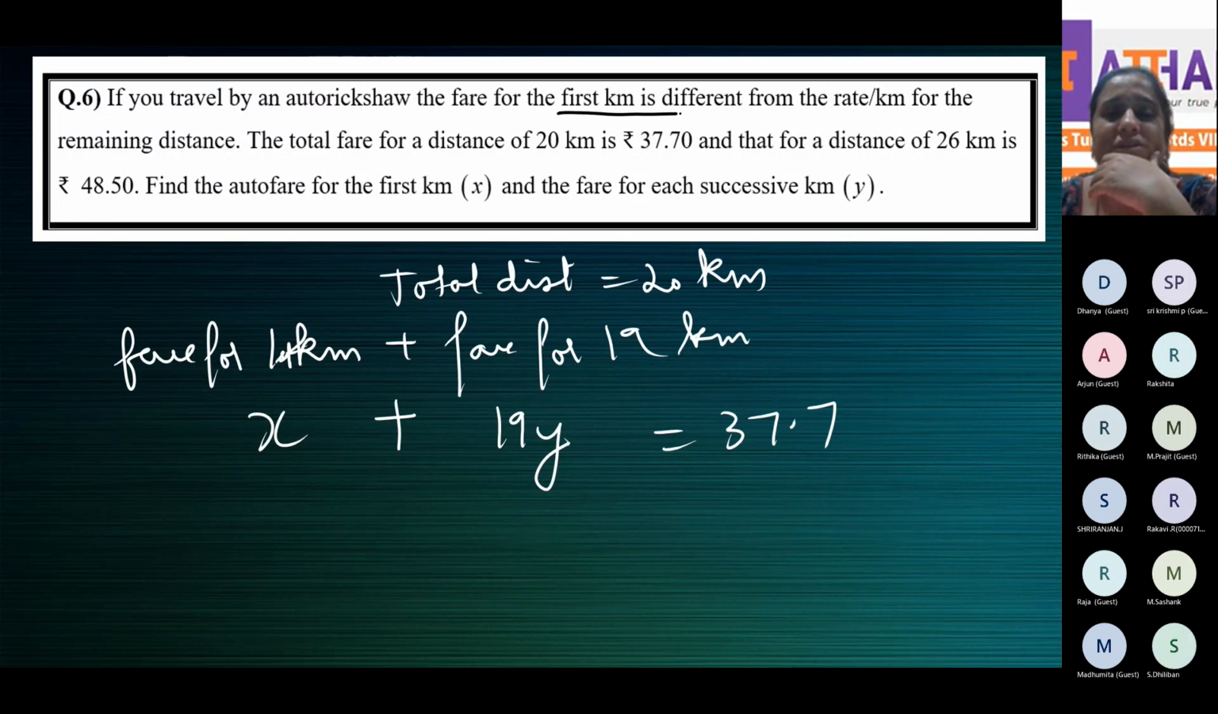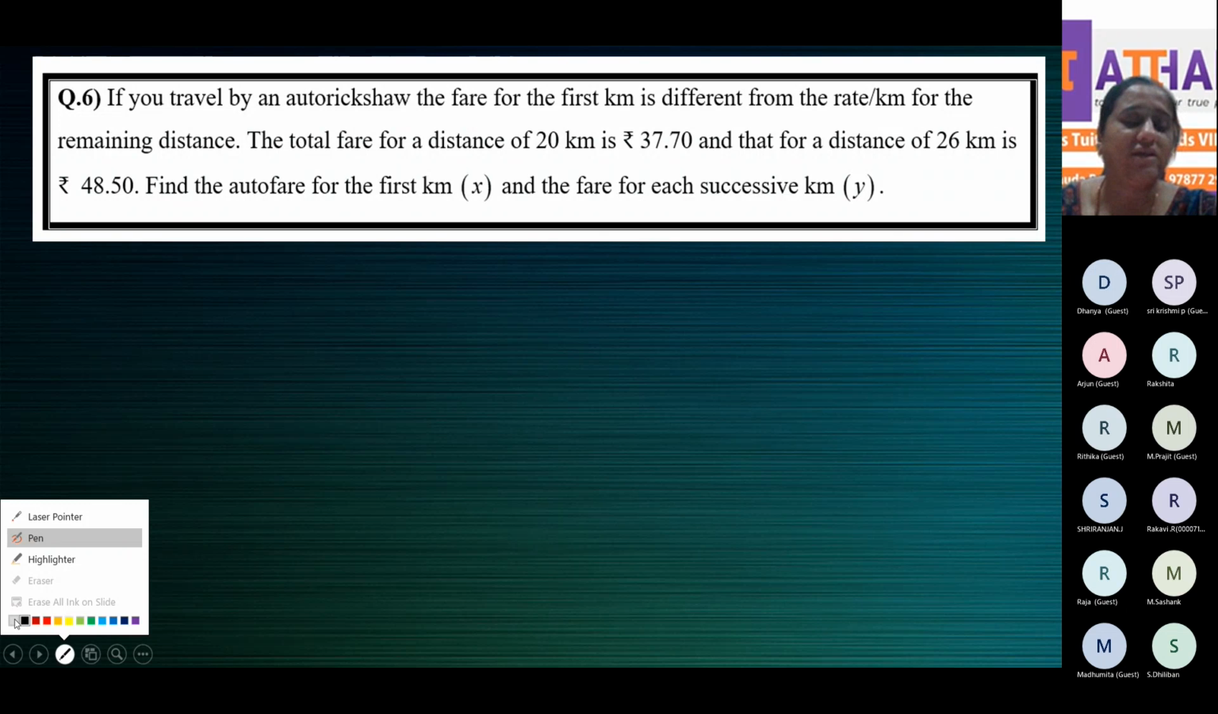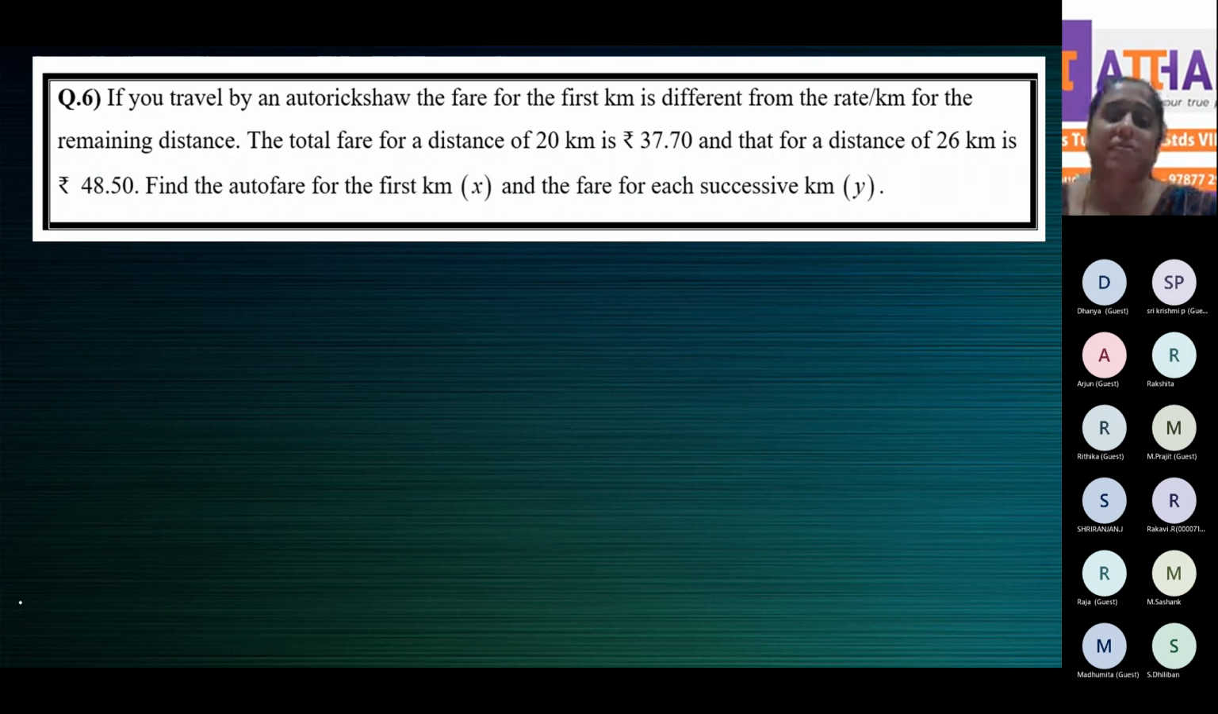Fare for the first kilometer is different from the rate per kilometer for the remaining distance. Why will you pay for the first kilometer and 20 kilometers again? So that's what Raja said. Raja is very liberal in paying. He's going to pay X rupees for the first kilometer and he'll also pay for the full 20 kilometers.